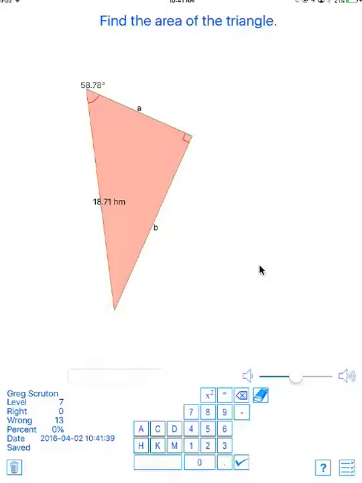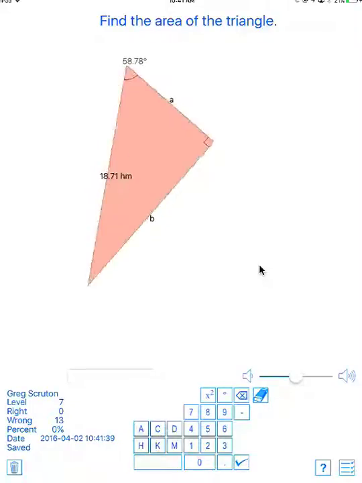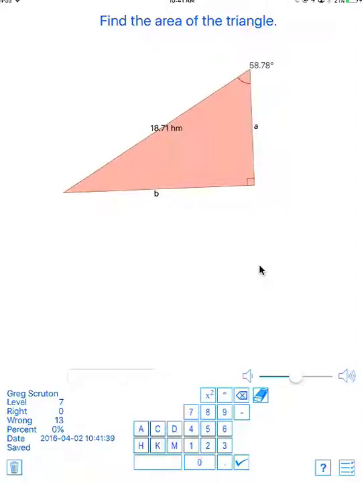Okay, but you can have other questions. Like here, I'm given the hypotenuse, but I don't have the a or b. So I could just rotate it like that, and I would have to find the a side and the b side, multiply them, divided by 2.